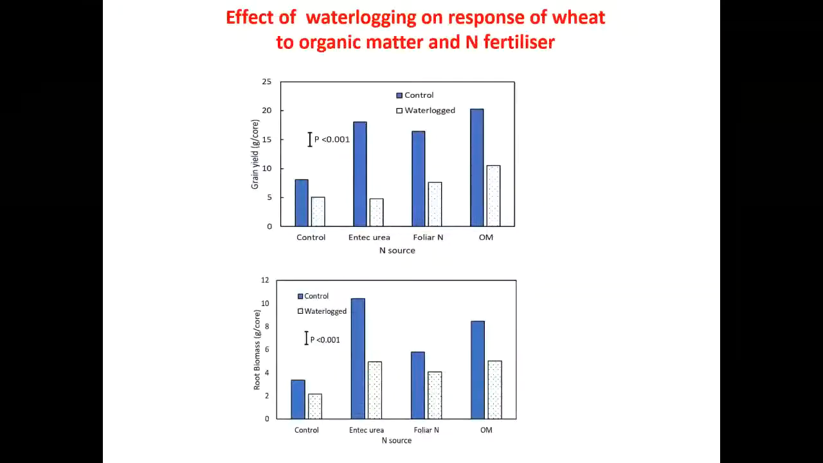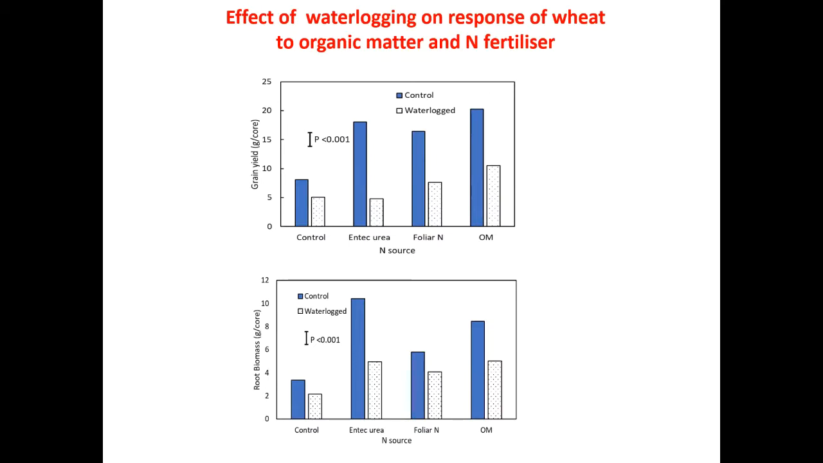And that's evidenced by some of this grain yield here. Again, under waterlogged conditions, so for the control, for the NTEC urea fertilizer, for foliar N or organic matter, if you look at the control, so that's non-waterlogged, you're getting a big yield response to almost like a nitrogen effect across here, whether it's foliar N, slow release N or organic matter.